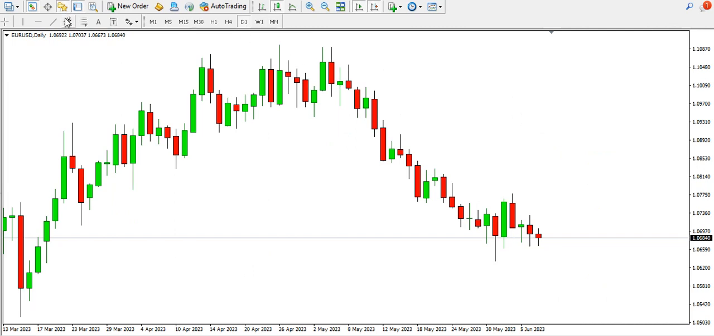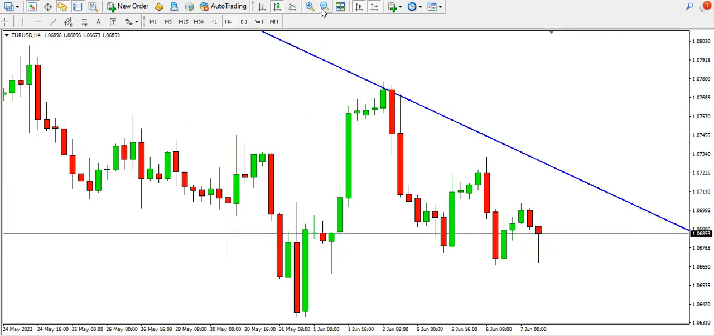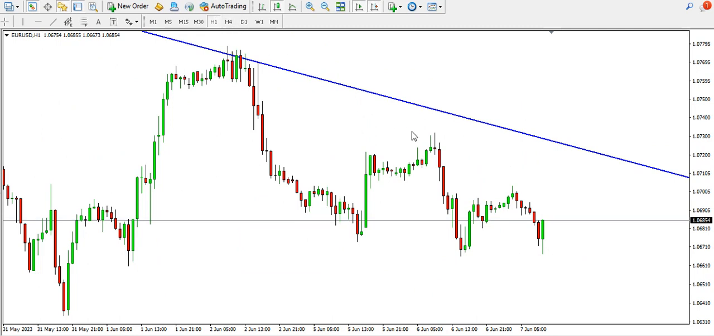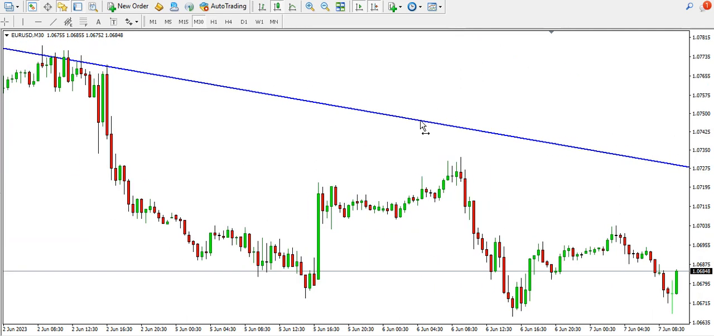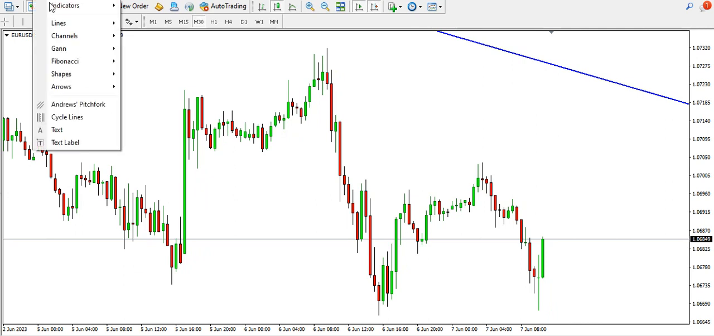On the daily time frame, the price of Euro USD is currently bearish. On the 4-hour time frame, price is also bearish. On the 1-hour time frame, price is bearish. On the 30 minutes time frame, it is somehow bearish, but also ranging.